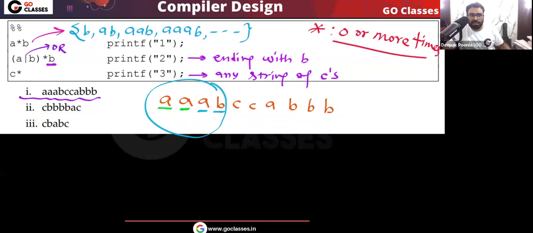Triple A B. Now you tell me which regular expressions are in the race? Both of them, the first two regular expressions are in the race. Is anything matching so far? Yes. Put a marker here, because yes, there is a match. The first regular expression is also matching. The second regular expression is also matching.